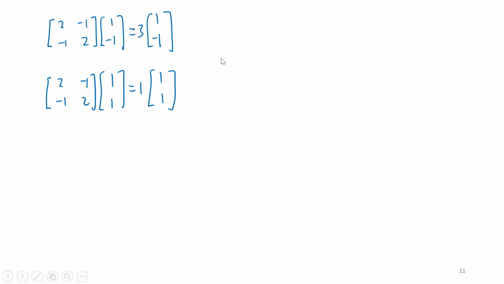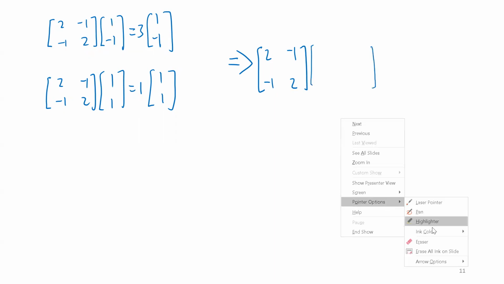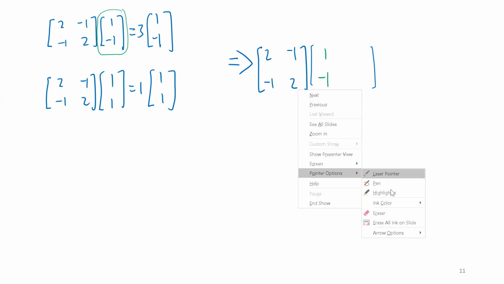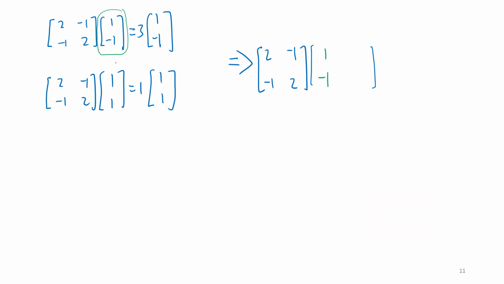On the left hand side, I still have this matrix 2, minus 1, minus 1, 2. For the second matrix, the first column is taken from the first eigenvector, and the second column is taken from the second column vector, like this.